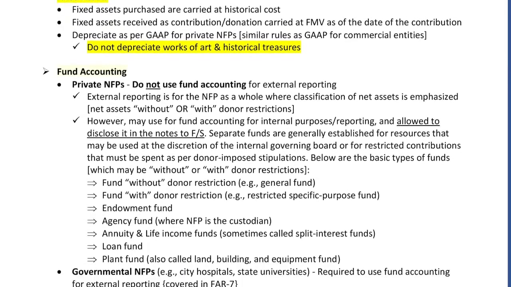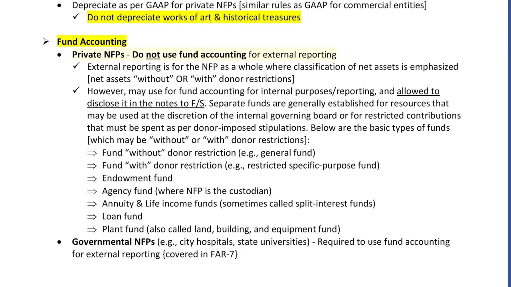Next, highlight fund accounting. Highlight for private not-for-profits, do not use fund accounting for external reporting. A couple of lines below, underline may use fund accounting for internal purposes or reporting, and they're allowed to disclose fund accounting in the notes to financial statements. However, highlight for governmental not-for-profits, highlight required to use fund accounting for external reporting.